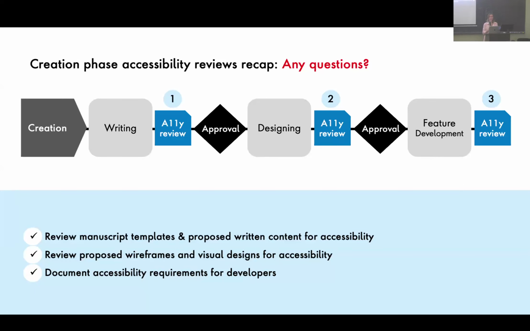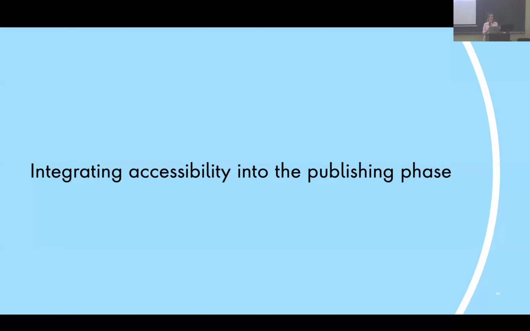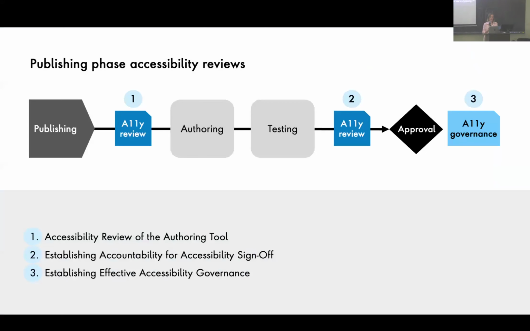All right, so that was it for creation phase accessibility reviews. I think we just had our questions, so I'm going to pop ahead here to the publishing phase. I'm going to talk about 3 different kinds of reviews in this section. So first, the accessibility review of the authoring tool. I'm going to go a little bit deeper into that. I know I mentioned it previously.